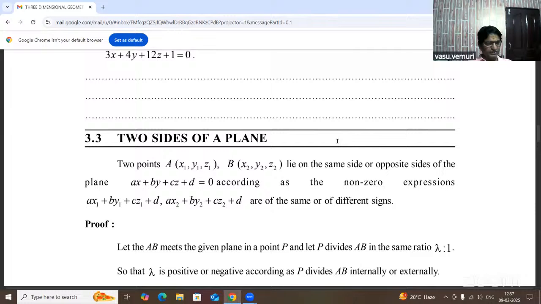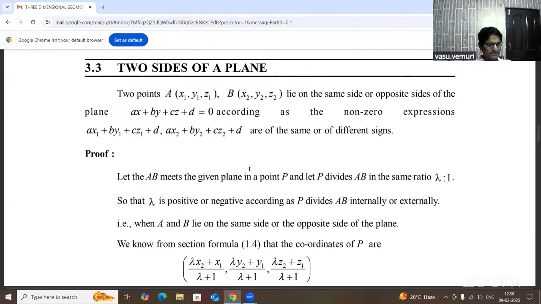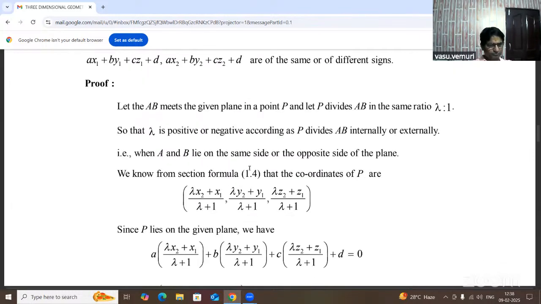This is also one of the important problems. Two points are given and a plane is given. When these two points are substituted in the given plane, are they on the same side or opposite sides? How do we find the same side and opposite side? The first point is substituted in the plane, ax1 plus by1 plus cz1, and the second point is also substituted. Do they give the same sign or different signs? How do we get this?